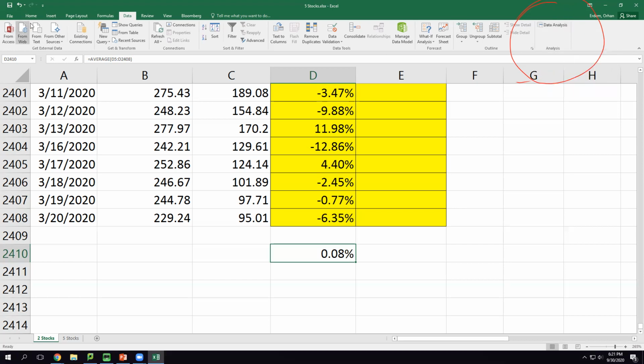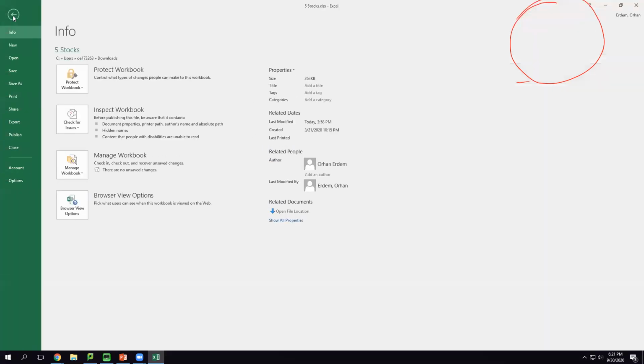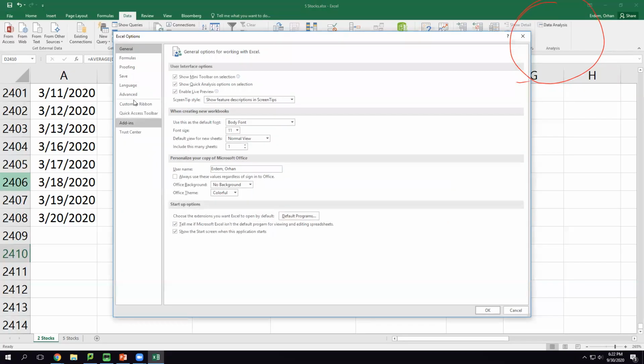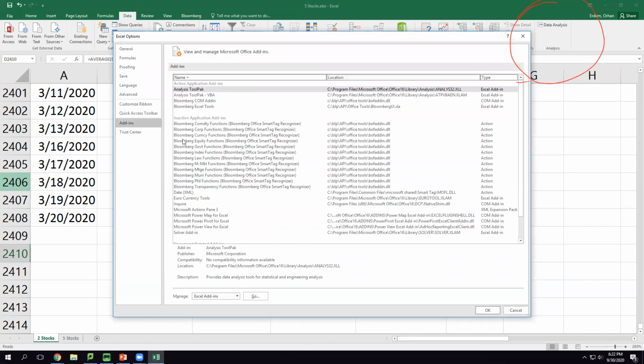If not, which is normal, because I installed it and you might not have installed it. I don't think I have it. Okay, click file, and there are options here. Click file, and there are options at the end. File, options, and there's add-ins there. File, options, add-ins.